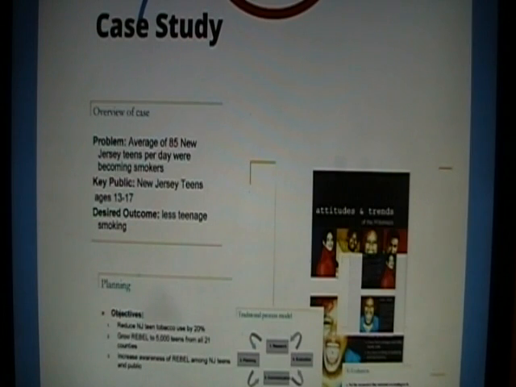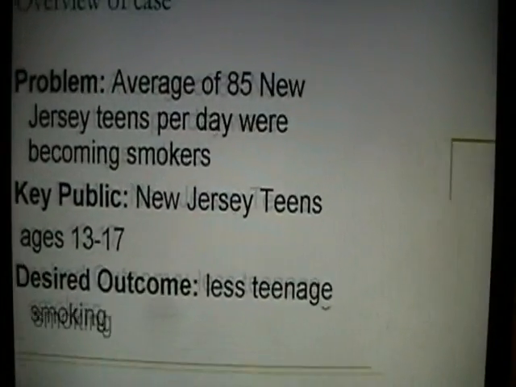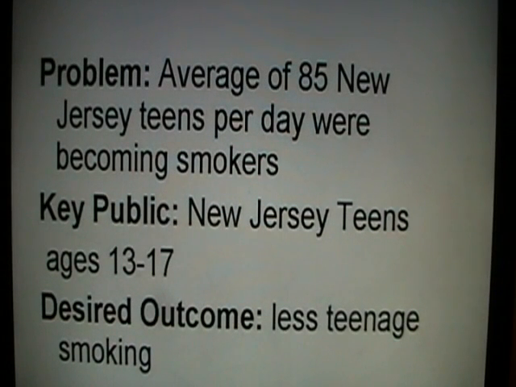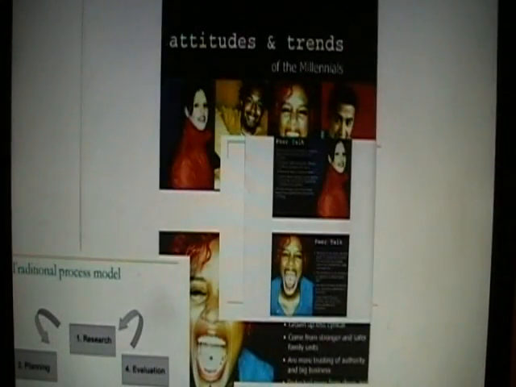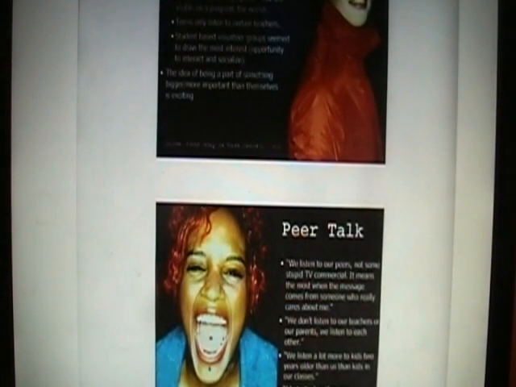A case study will help us understand the public relations process. In this case study, the problem was teenage smokers in New Jersey. And the key public was teenagers between 13 and 17 years old. And the desired action outcome was less teenage smoking. So the communicators in this case started the process with research, and they wanted to understand who is our audience and who do they listen to and what are other communicators saying and what is their current smoking behavior.